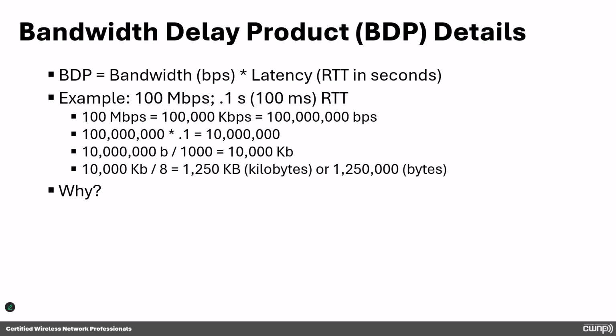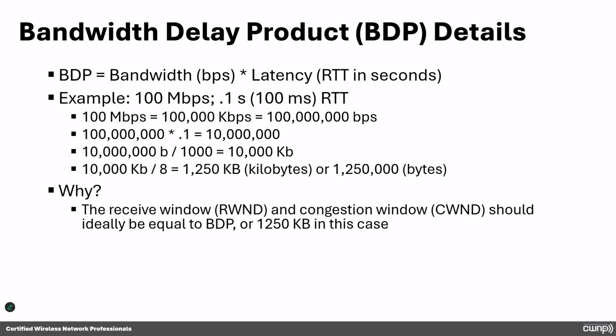So why do we care? Well, the receive window and congestion window should ideally be equal to BDP. So in this case, our receive window or congestion window should be 1,250 kilobytes. Now you can figure out what it is for a given TCP segment in a decode in Wireshark, for example, by looking at your window size and your window scaling factor, and you can put those together to understand what the size is for the receive window.